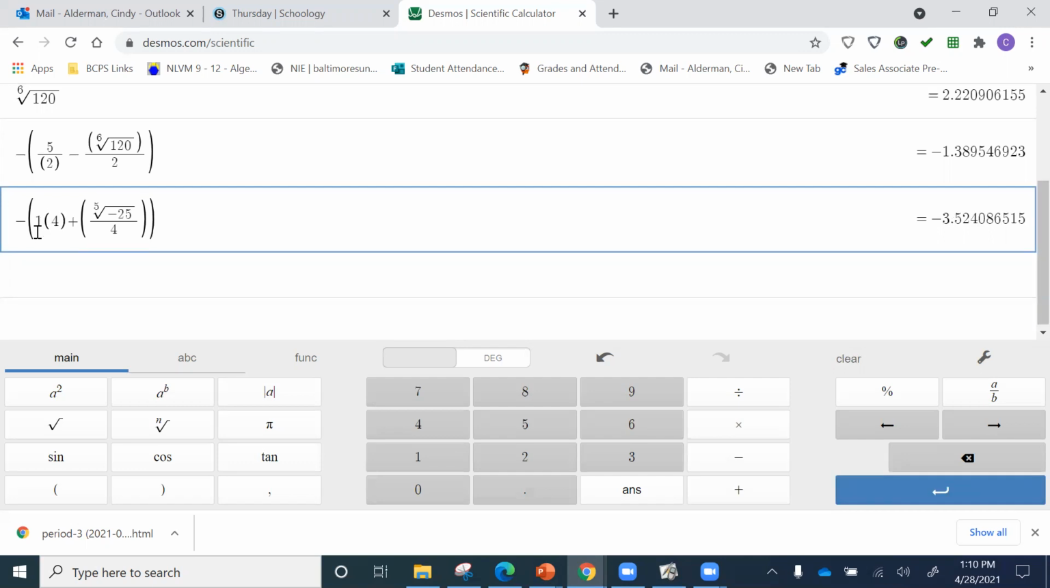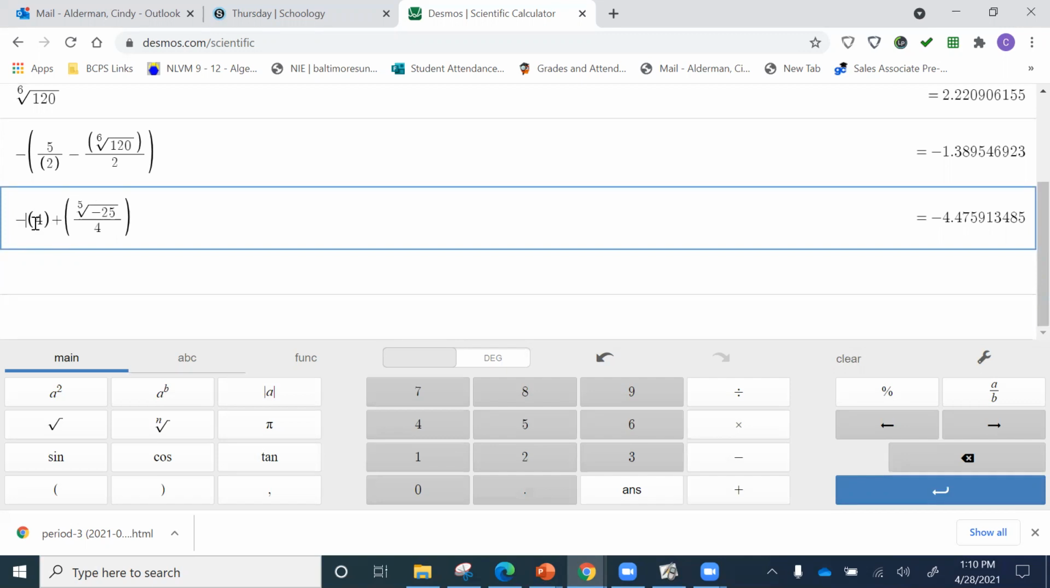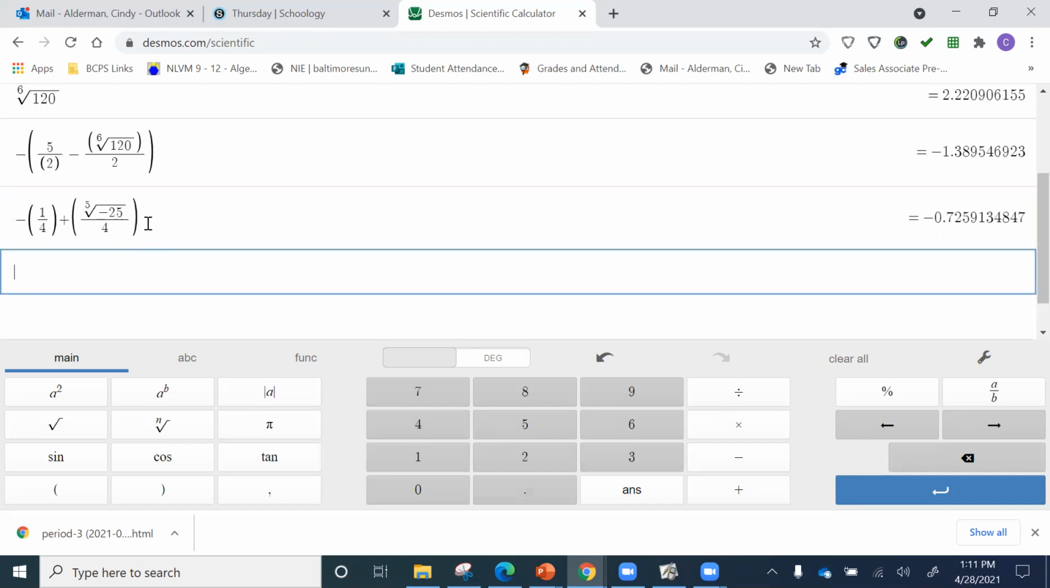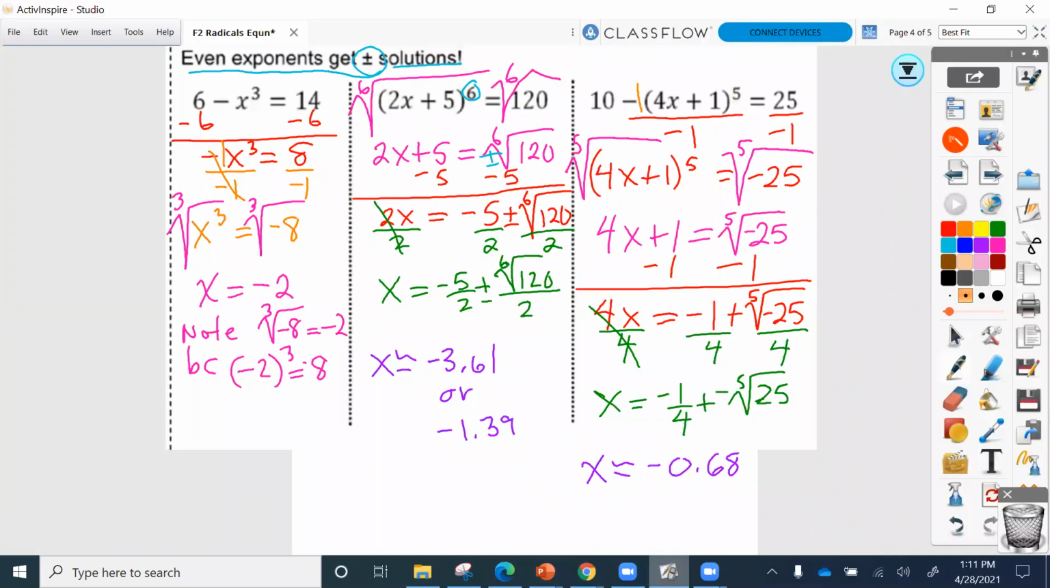Let's see if this makes a difference. I think it might, because I have parentheses around the whole thing. Let's see. So it's negative, yeah, it would be negative 0.726. All right, so let's go back to our answer and write the correct approximation. Good thing we used Desmos, right? Negative 0.726.